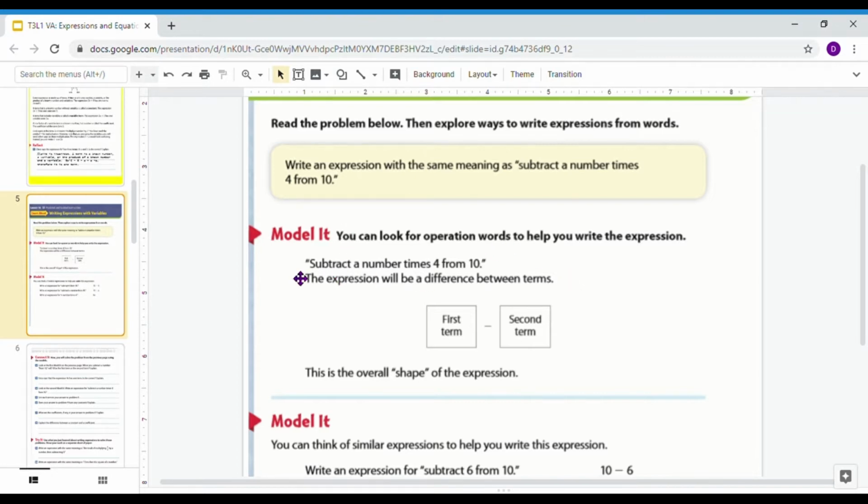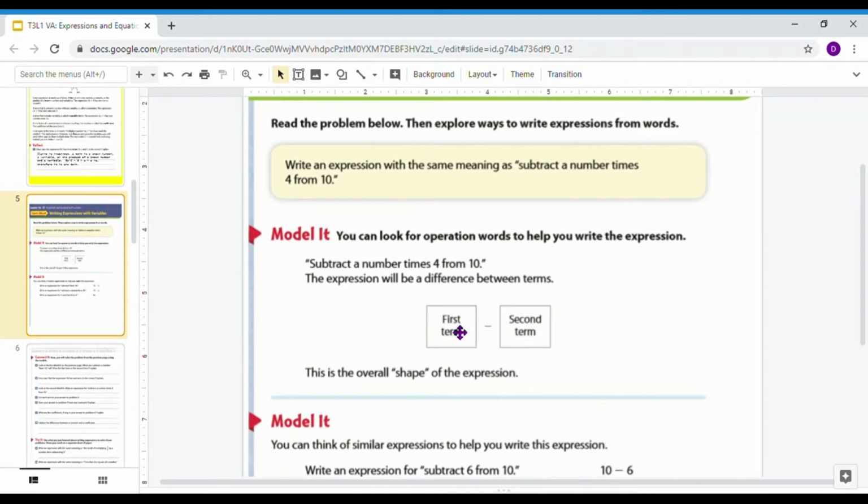So looking here, it says subtract a number times 4 from 10. So the first thing that I can think of is I see that word subtract. So I am going to put a subtraction symbol down on my paper. And then now I'm trying to think of what are my two terms that I'm looking for. So I know it's going to be a difference, and this is going to be kind of what the overall shape is going to look like.